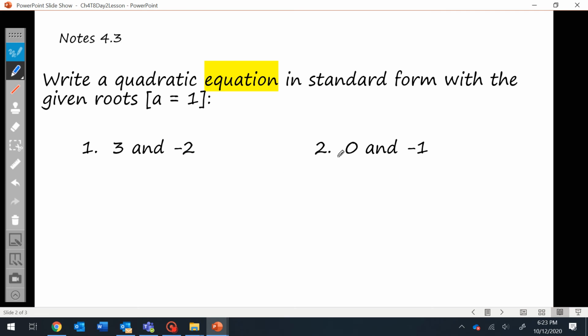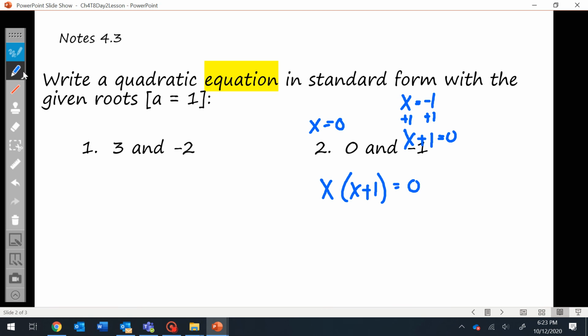So, what about 0 and negative 1? Well, what factor makes x equal to 0? Well, x. That factor is 0, so x is going to be one of our factors. And when x is negative 1, what factor makes this 0? So we would add 1 to both sides. X plus 1 equals 0, so that would be our other factor. So our two factors, x and x plus 1.